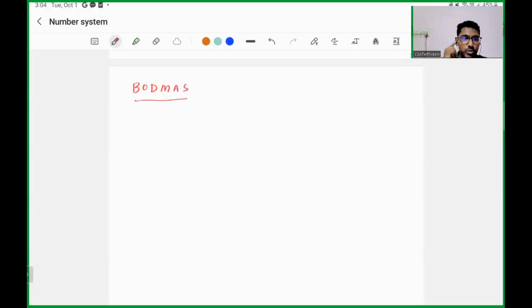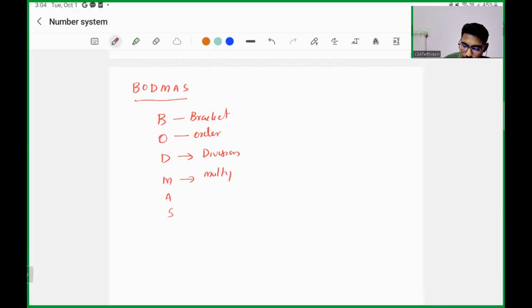So BODMAS rule, what is the BODMAS rule? BODMAS is actually a rule which shows you in which order you need to do the calculations. So BODMAS means B is bracket, O is order, D is division, M is multiplication, A is addition, and S is subtraction. So you need to do it in this order. I'll show you an example.